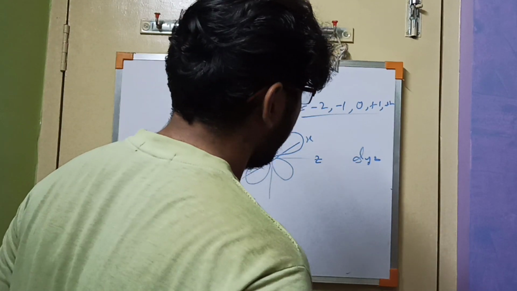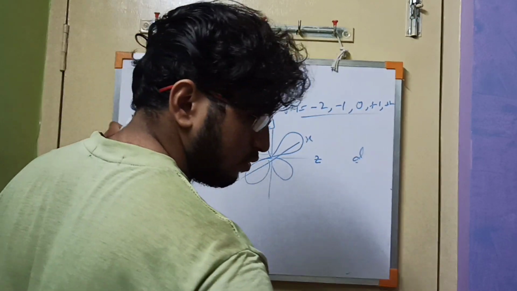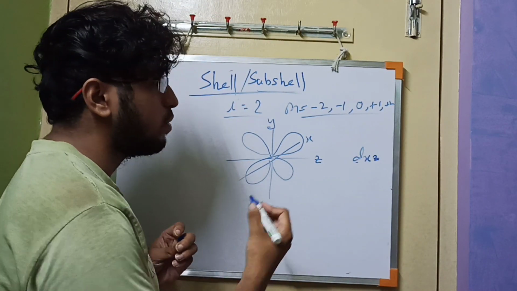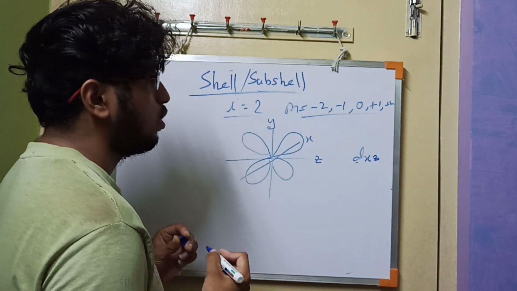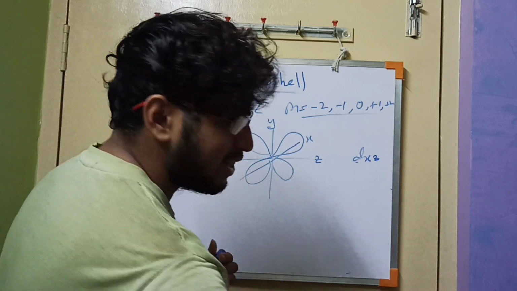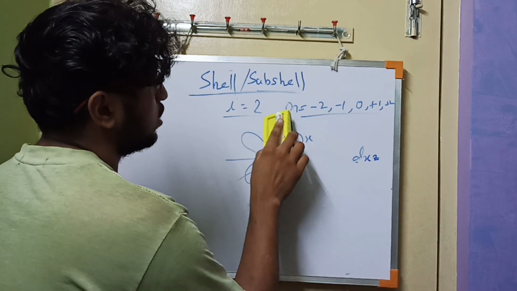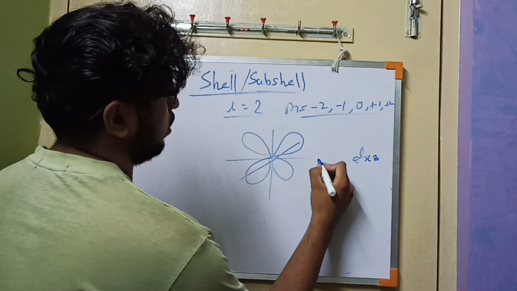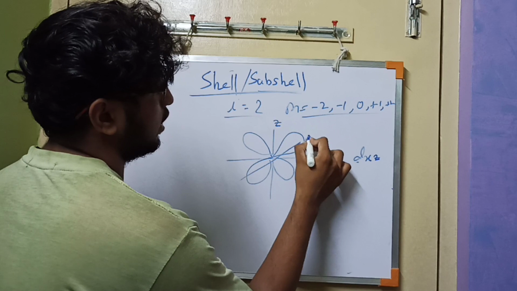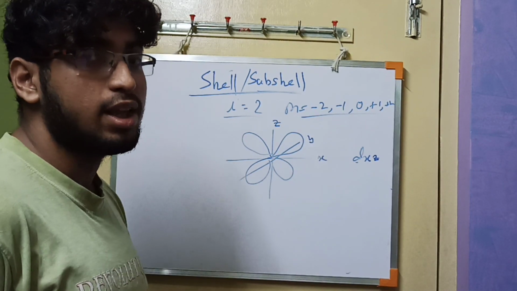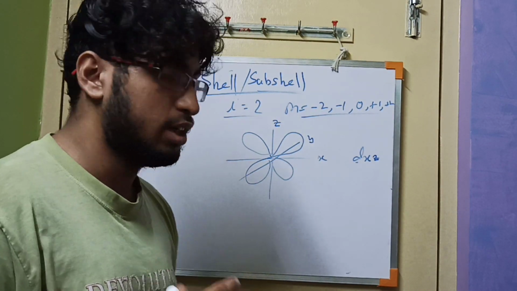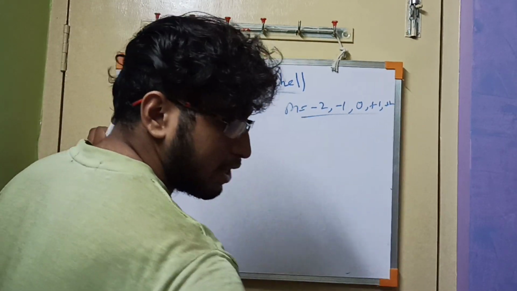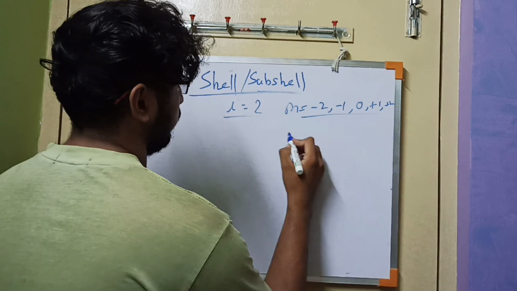Now, if we want to draw dxz, what will that be? Dxz will be in between the x and z axes. We just have to change the view of the axes. We can take this as the x axis, this as the z axis, and this is y. That means in the plane of the x and z axes. Now, there is a little difference in dx square minus y square.